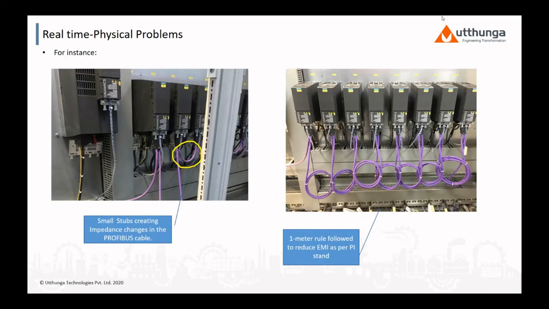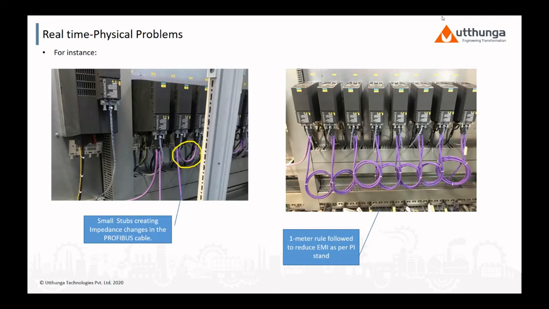But if you go to the PI standard, what PI recommends is always to use device-to-device connections of more than 1 meter to avoid the inductance and capacitance effect. Because if you increase the cable length, the capacitance will help reduce the inductance in the network. That's why we recommended the 1 meter rule between the drives. You can see there are 8 drives, and in between the drives there is a 1 meter cable.